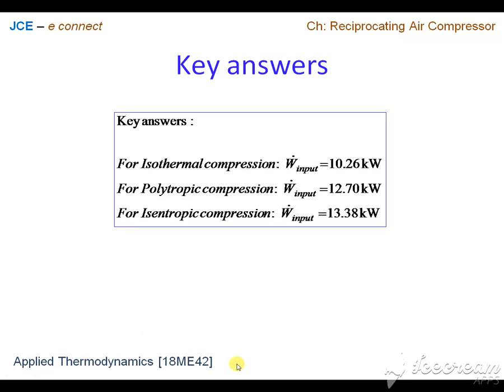To summarize, for each of the process, for isothermal compression process, polytropic compression process and isentropic compression process, the rate of work input is shown here.